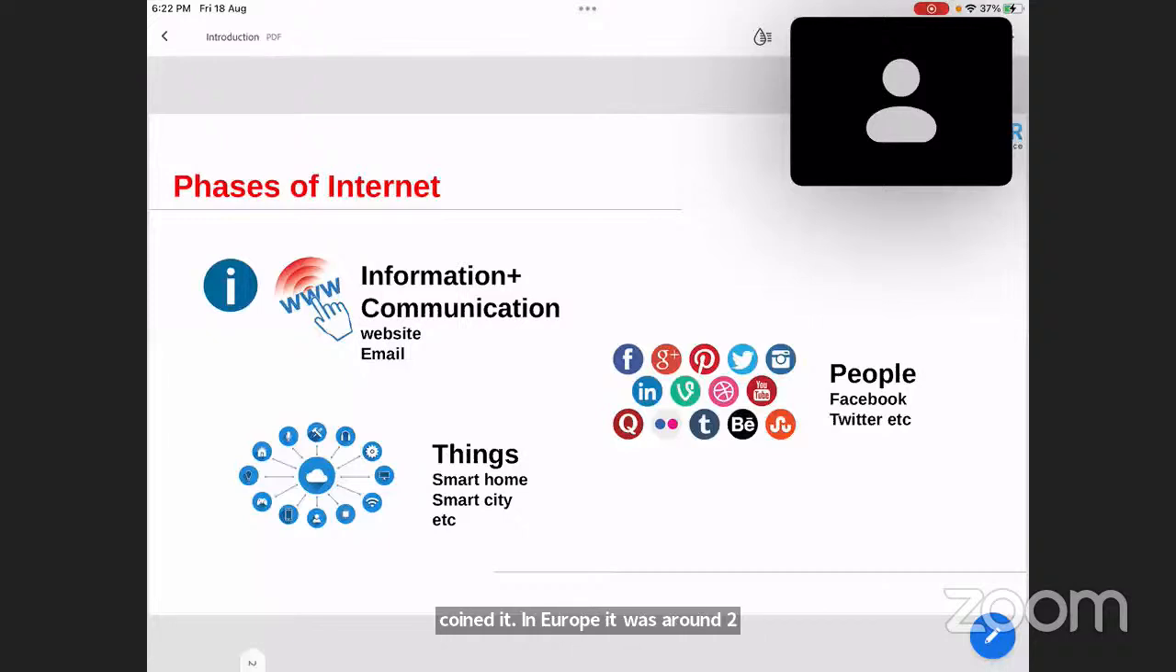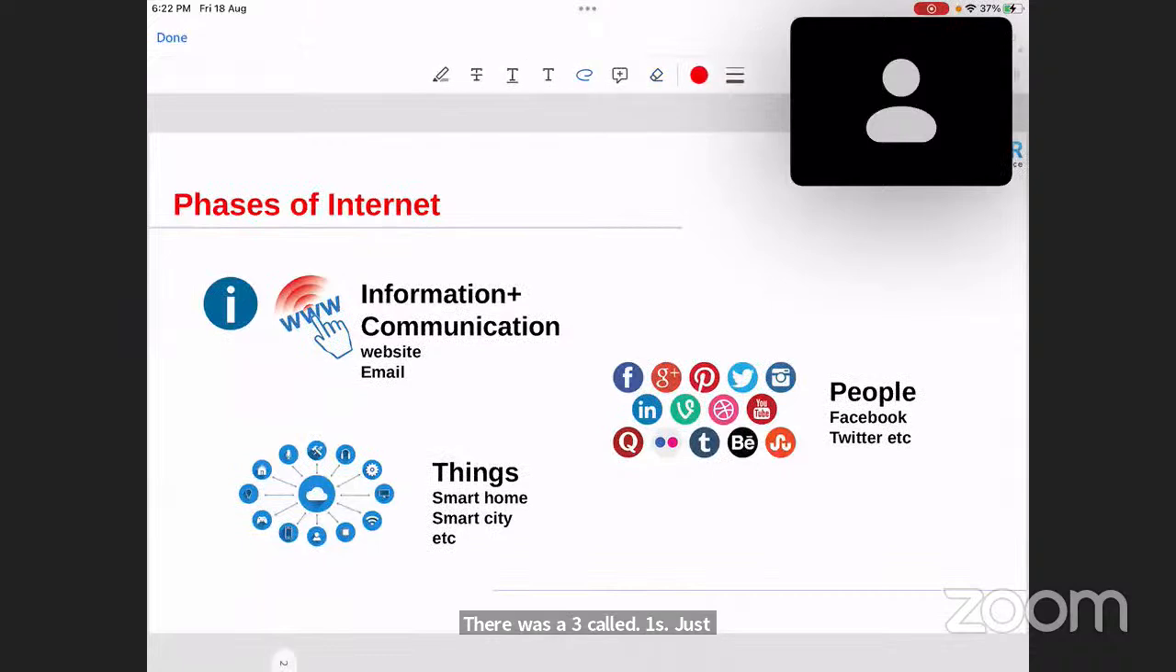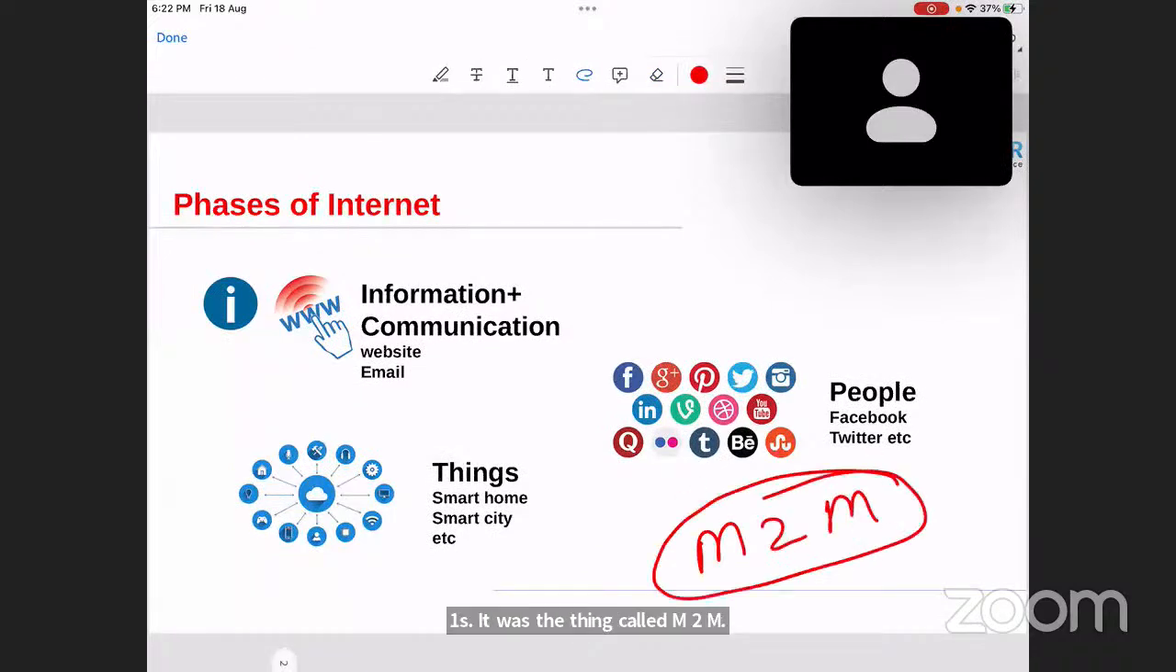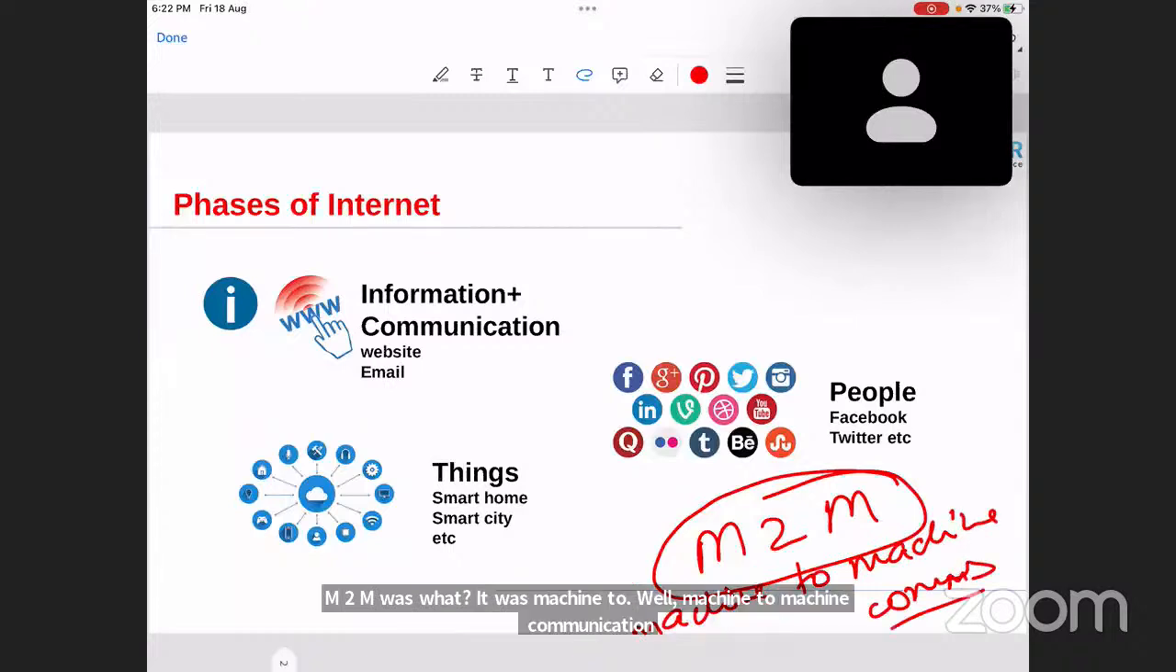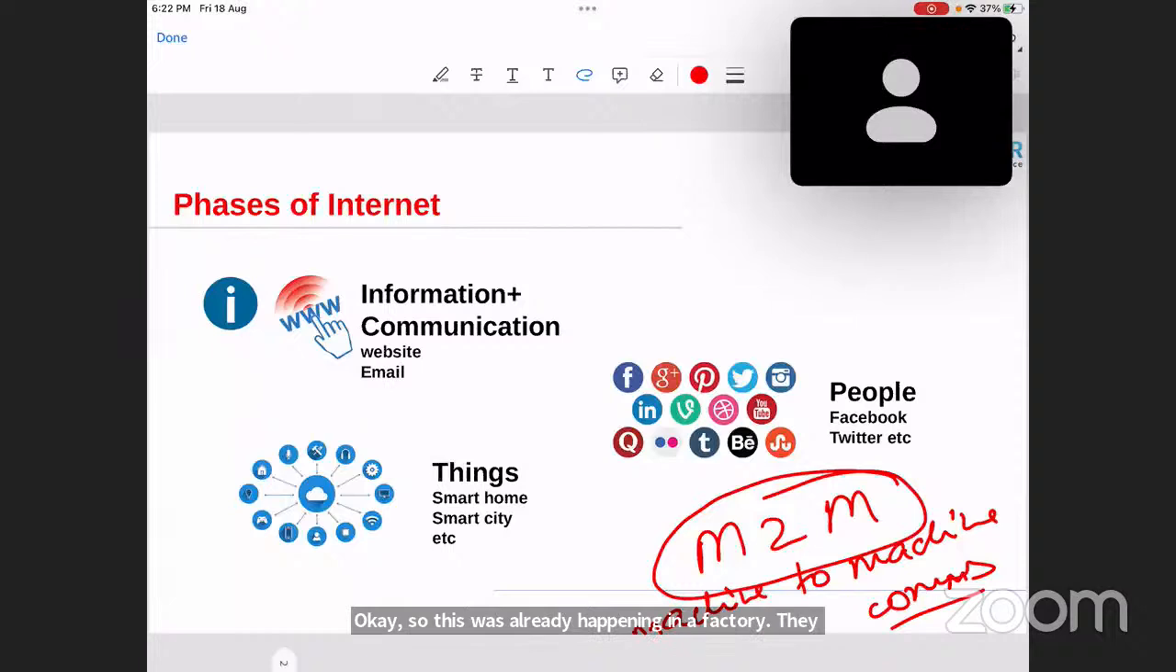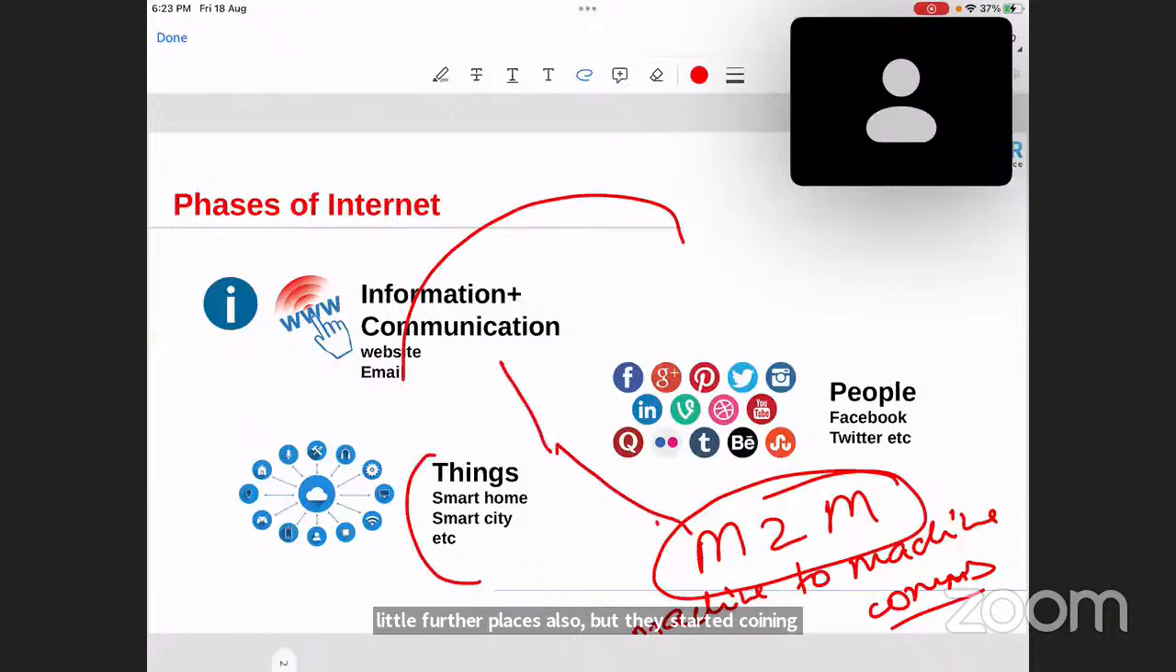And what happened with Internet of Things is that suddenly, see, there was a thing called M2M. Okay, so M2M was what? It was machine to machine communication. Okay, so this was already happening in a factory. There was machine to machine communication happening for a little farther places also, but they started coining this as a separate thing. It was not part of internet communication. It was not part of people. It was a separate thing.